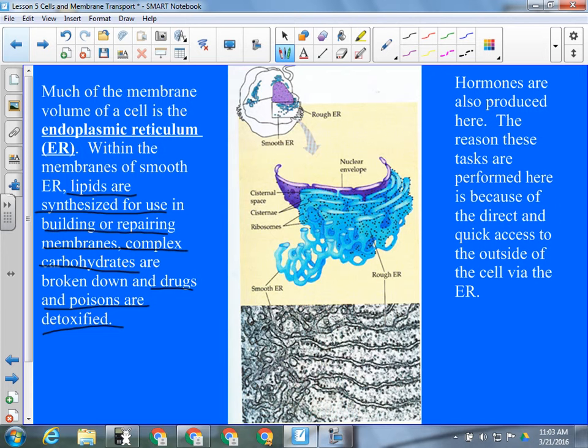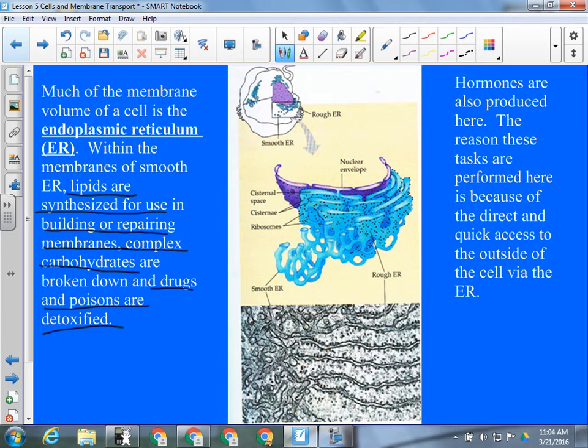So, which cells in your body would have the most smooth ER? What organ in your body does a lot of this stuff? Liver. Yep. Your liver is your largest organ in your entire body by quite a ways, and it essentially makes most of the enzymes that are necessary for you to digest your food. But it also has lots and lots of blood vessels coming to it because its job is to clean the blood, to detoxify all the stuff that ends up in the blood.